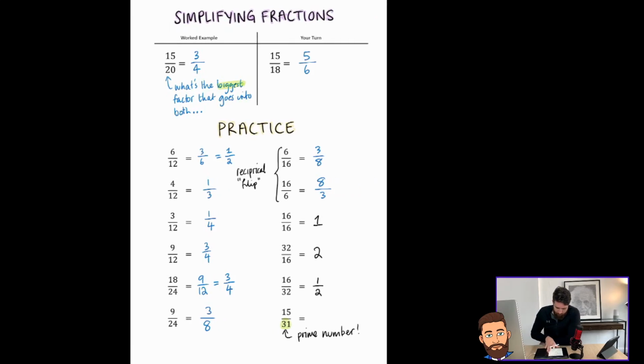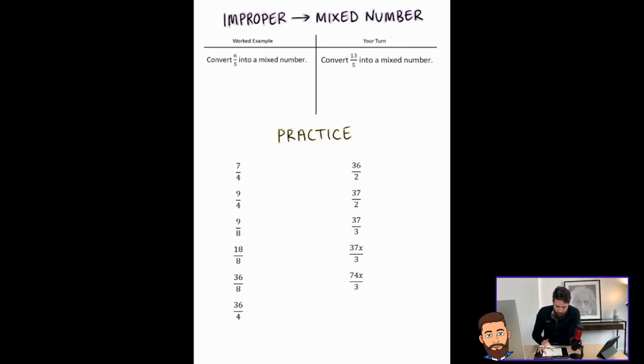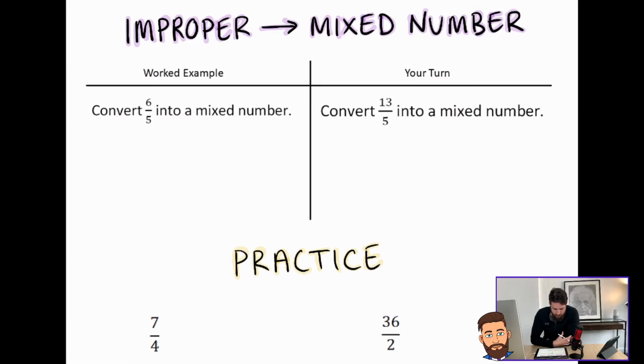Okay. So moving on, now we're going to look at how do we change improper fractions to mixed numbers. So we discussed earlier that a mixed number looks like this. You've got a whole number there and then a fraction. So it's a mix of a whole number and a fraction. So we need to turn all of these improper fractions on the page into mixed numbers.